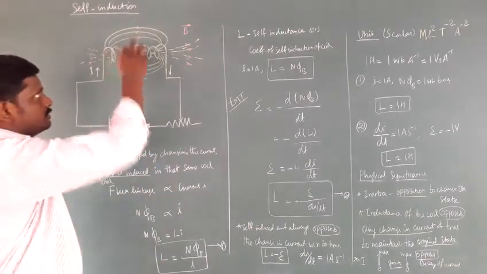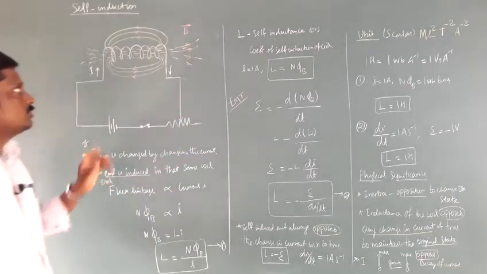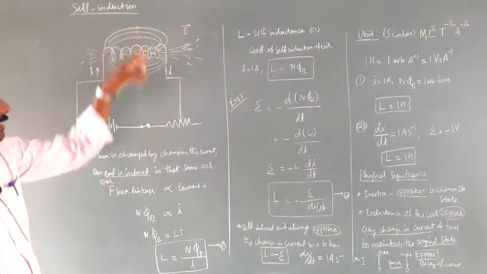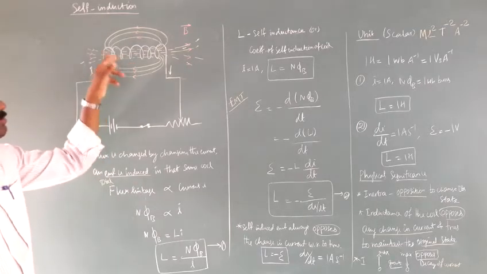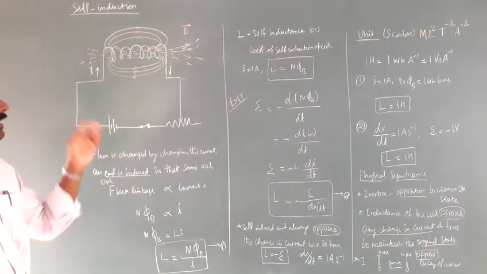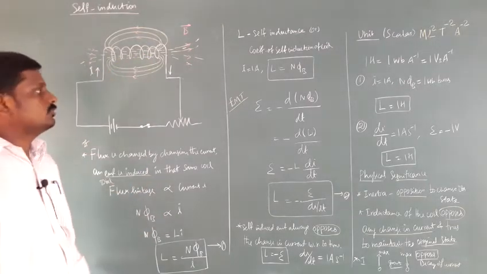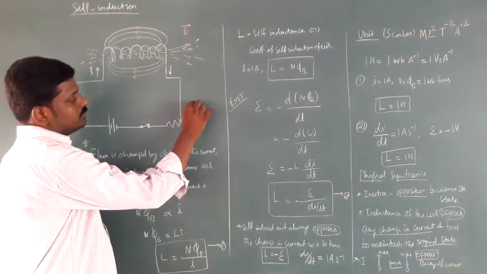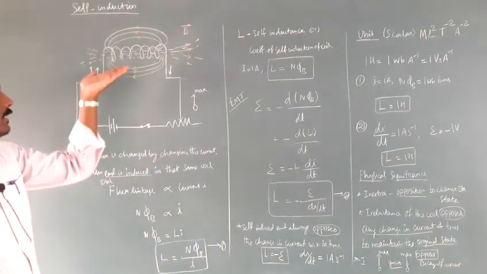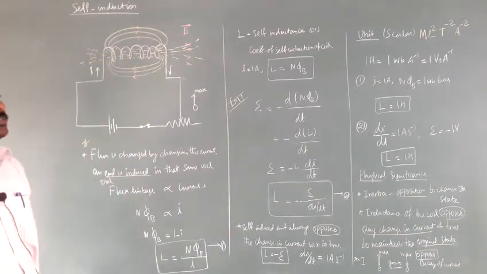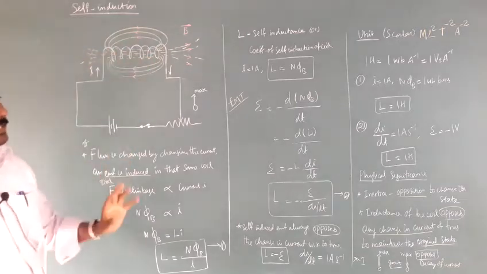As the current changes from 0 to maximum, there is a change in magnetic flux linked with the coil. An induced EMF is produced in the coil. That induced EMF opposes the growth of current. So as the current increases from 0 to maximum, an induced EMF is produced in the same coil. That is self-induction.